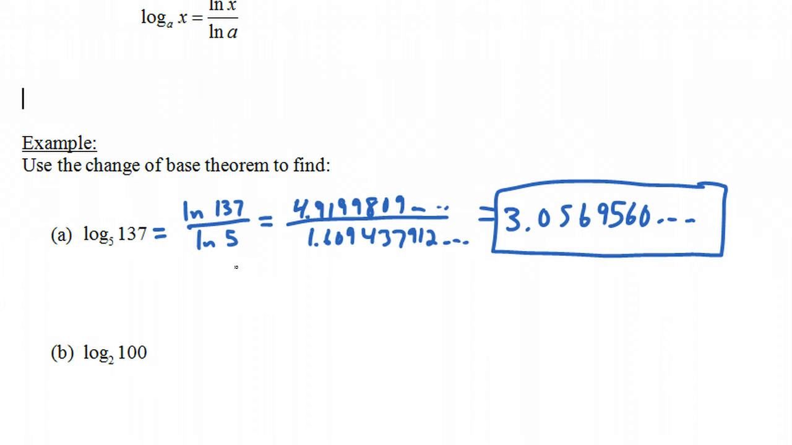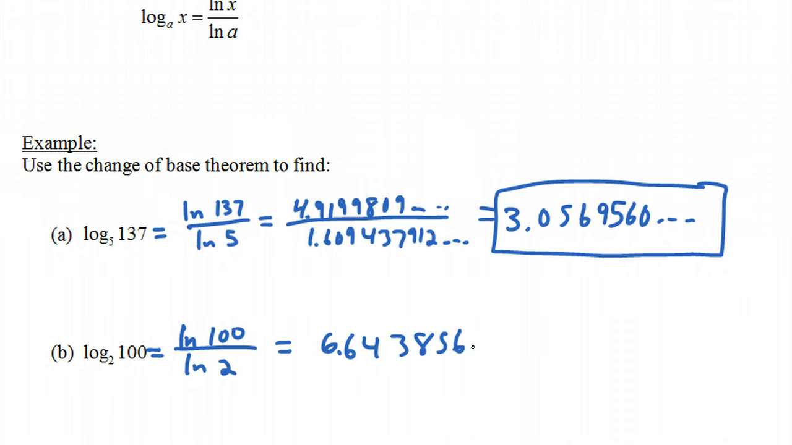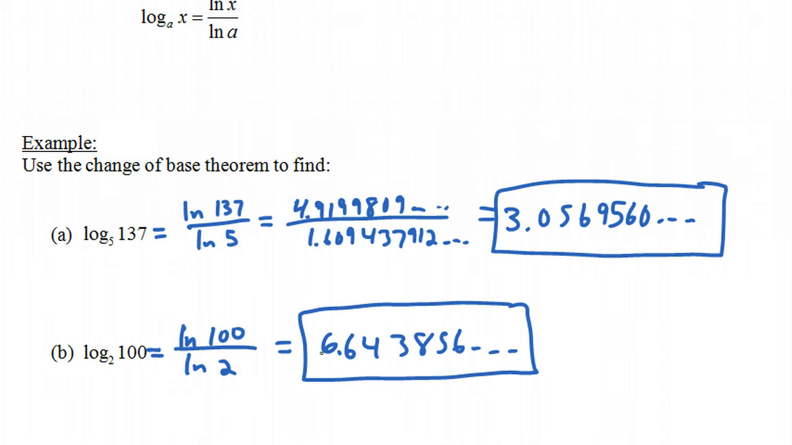Now part B, log base 2 of 100 equals what? Well, 2 to the 6th power, I think, is 64. That's not quite big enough, but 2 to the 7th power would be 128. That's too big. So I expect our answer to be somewhere between 6 and 7. And in fact, we can type into our calculator natural log of 100 over natural log of 2. And what I got when I did that was 6.643856, etc. So a number that, like we thought, is between 6 and 7.